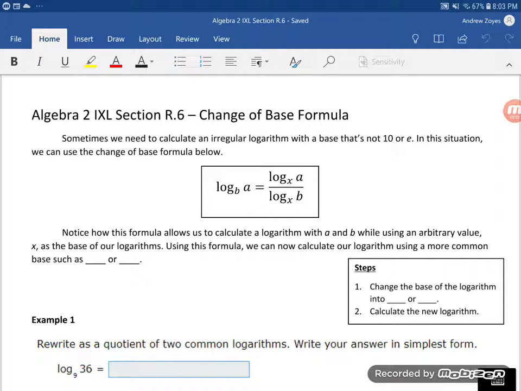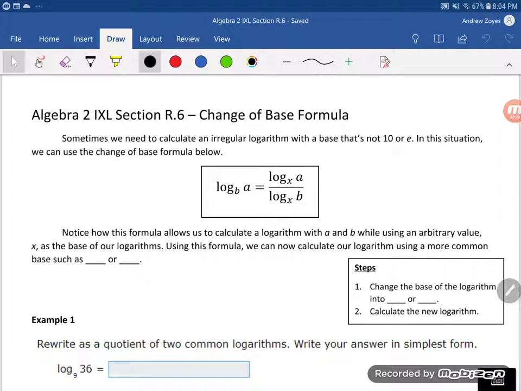Alright, welcome. In this video we're going to be going over IXL section R.6, the change of base formula. The change of base formula gives us a little bit of freedom that we didn't previously have. Specifically, it allows us to calculate any logarithm using any kind of base. Why this is good: it allows us to use our calculator for anything. So let's go ahead and check it out.